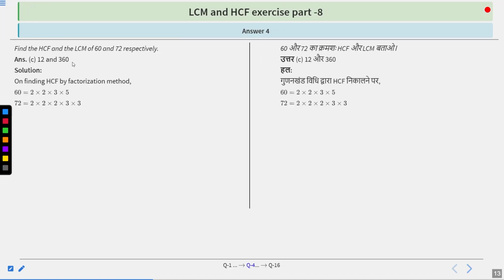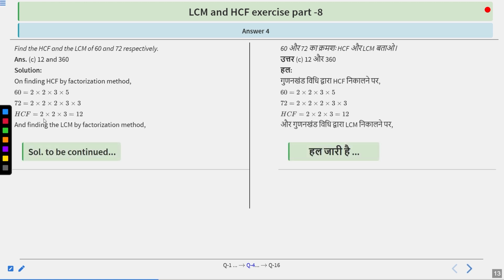Now, to find the HCF of 60 and 72, we can use the factorization method. So the prime factors of 60 are 2 into 2 into 3 into 5, and the factors of 72 are 2 into 2 into 2 into 3 into 3. So HCF is equal to 2 into 2 into 3, that is 12.